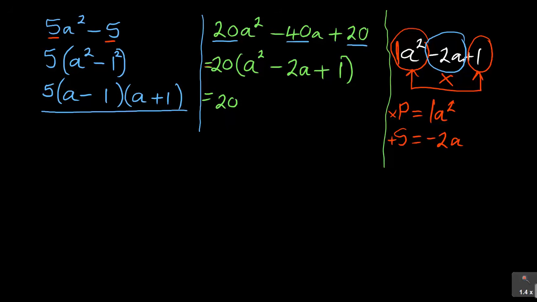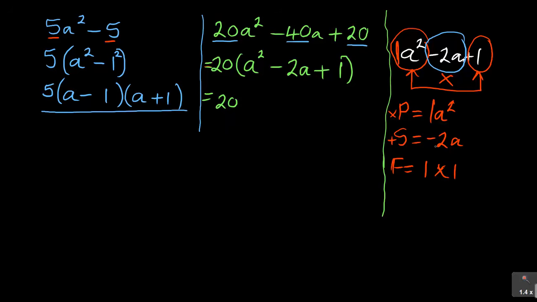Now we are going to look for the factors of 1. In other words, we are looking for numbers that when you multiply, you get 1, and when you add, you get minus 2. Those we call the factors of 1, and the factors of 1 are 1 and 1. So 1 times 1 is the only way that can give me a 1.